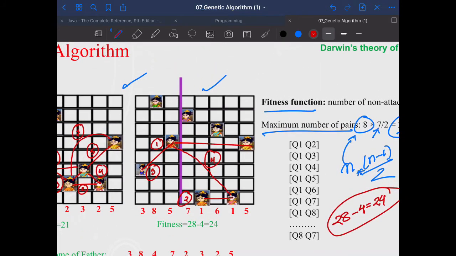Now the fitness function, the maximum value could be 28, where we don't have any attacking pairs, and which is the end goal, and the lowest could be 0, where we have 28 pairs and all 28 of them clash with one another.